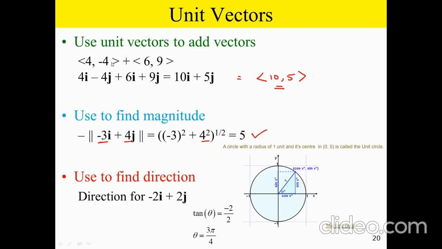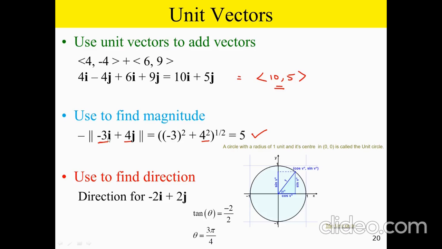Suppose you are adding two vectors. The first vector is given as 4 comma minus 4, and the second vector is given as 6 comma 9, and we want to add them. The first vector can be represented in i and j format as 4i minus 4j, and the second vector is 6i plus 9j. When you add them, 4 plus 6 is 10 times i, and minus 4 plus 9 is plus 5. So you get 10i plus 5j, which you can write as the vector 10 comma 5.